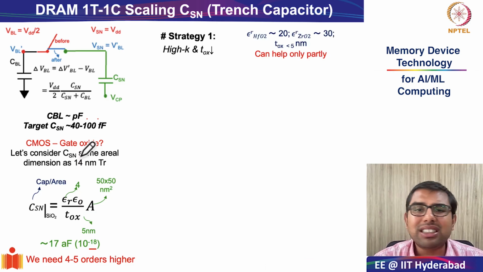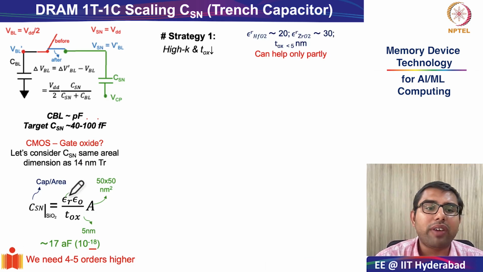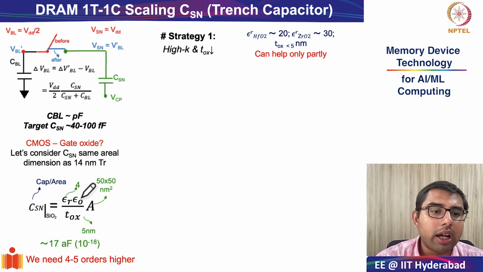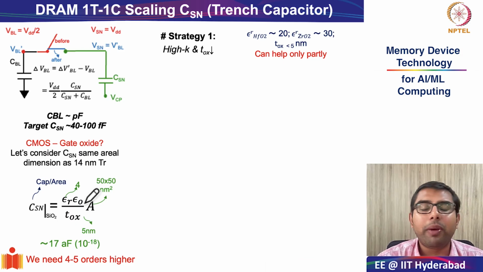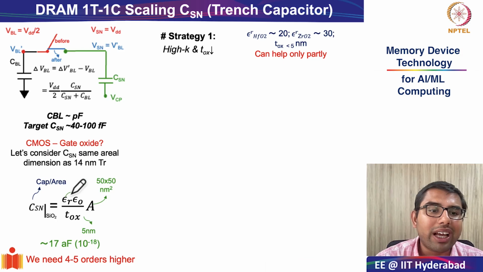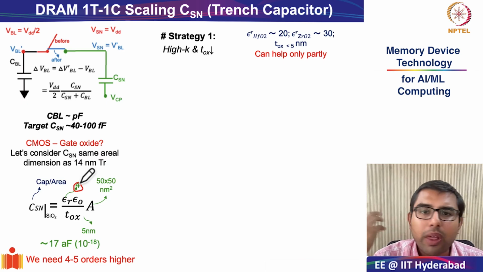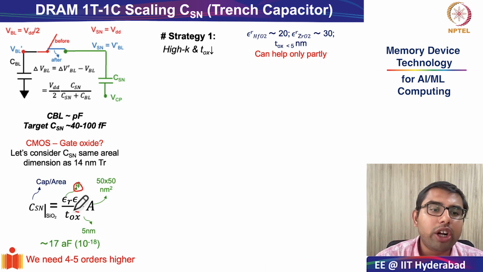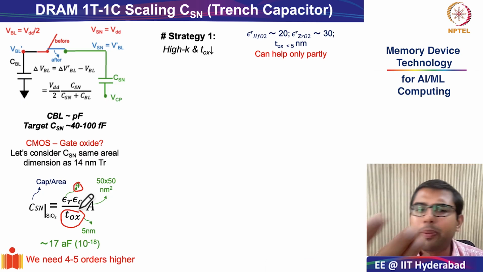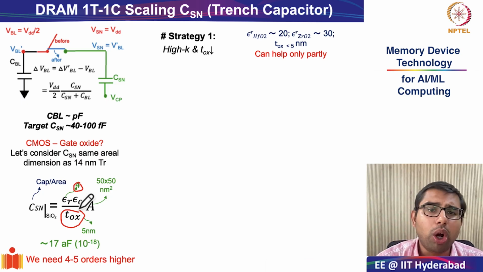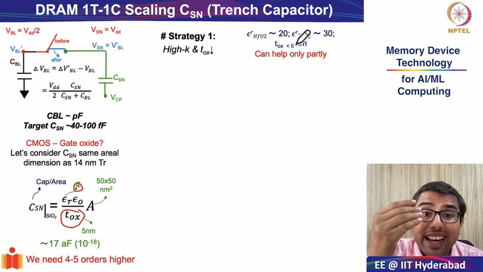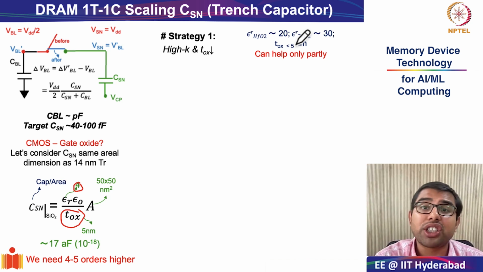So what is the solution? One strategy is very simple. Let's look at this equation very carefully. Epsilon 0 is the permittivity of free space, that's a constant. Either you increase epsilon R from SiO2 to TiO2, zirconium, hafnium and other high K dielectrics, and you reduce Tox also from 5 nanometer to 2 nanometer or whatever it is. This will have its own set of problems. Remember, if you reduce Tox too much, your gate leakage starts increasing, and that will affect your refresh rate also.